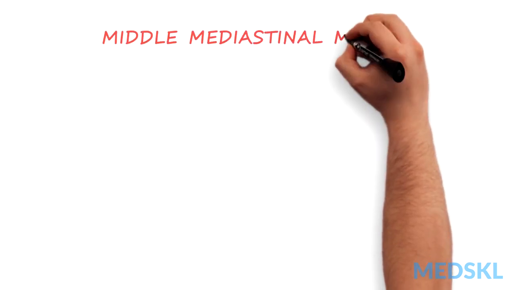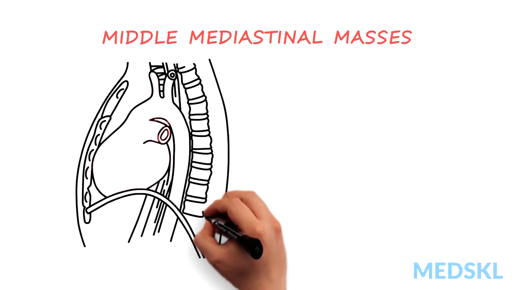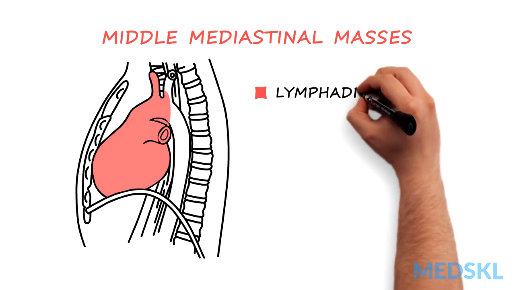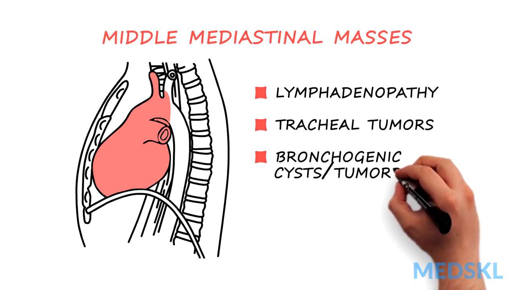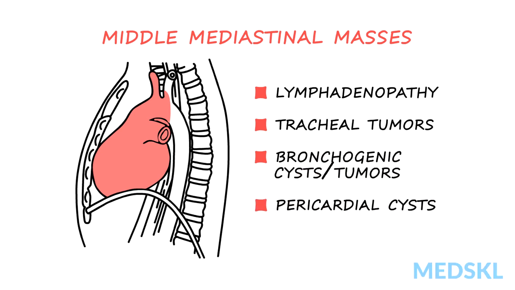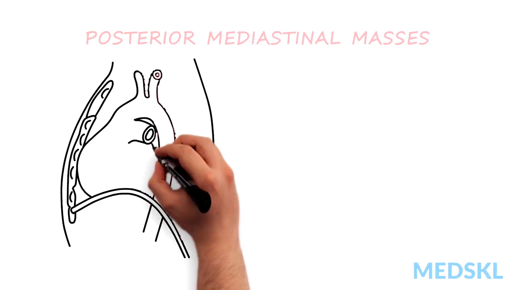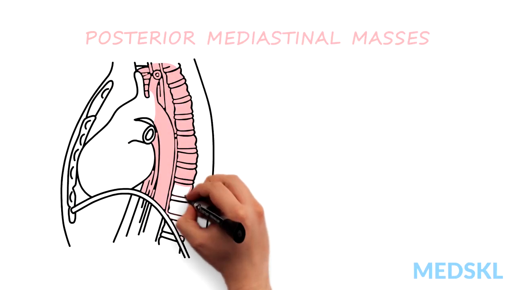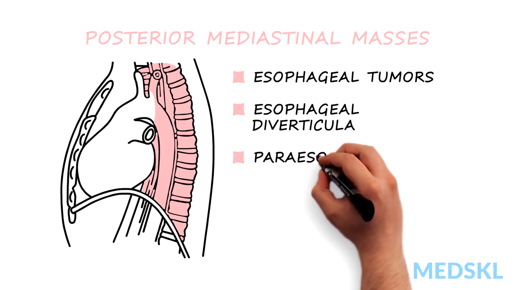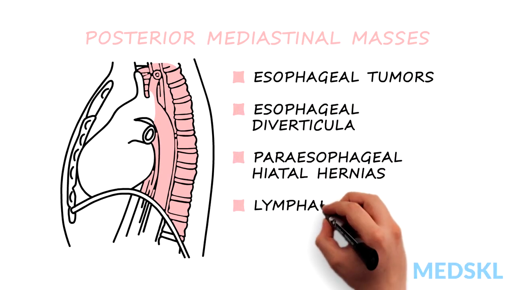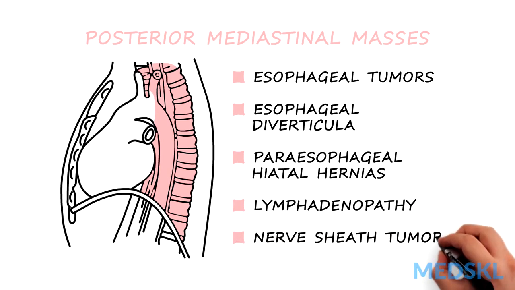Masses in the middle mediastinum can include lymphadenopathy, or enlarged lymph nodes, tracheal tumors, bronchogenic cysts or tumors, and pericardial cysts. Masses in the posterior mediastinum can include esophageal tumors, esophageal diverticula, paraesophageal hiatal hernias, lymphadenopathy, or nerve sheath tumors.